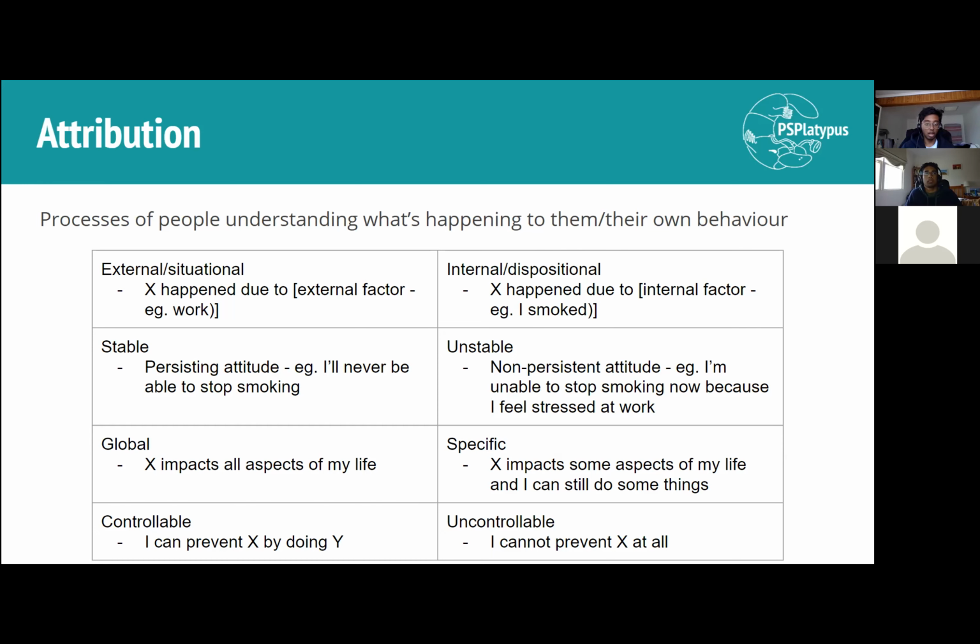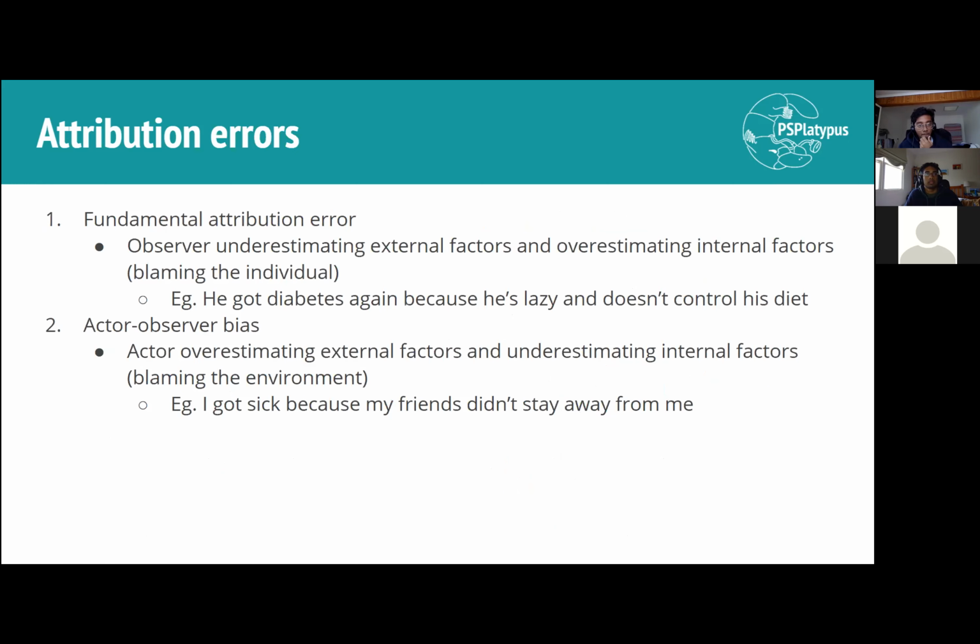There's other ones as well. So stable versus unstable. Stable is if it's persistent over time. Unstable is if the attitude is non-persistent. So that is more optimistic. So I'm unable to stop smoking now because I feel stressed at work, rather than I'll never be able to stop smoking. Global versus specific. X impacts all aspects of my life, or X impacts some aspects of my life, and I can still do some things. Controllable versus uncontrollable. I can prevent X by doing Y, or I cannot prevent X at all. Different perspectives on the same thing.